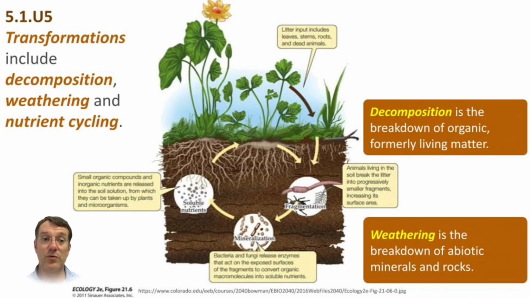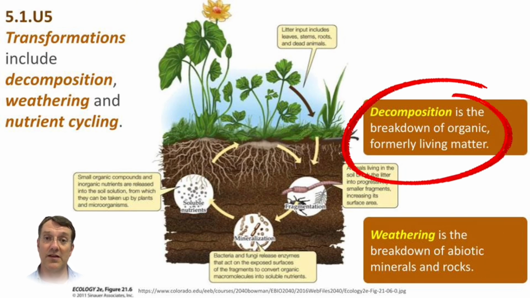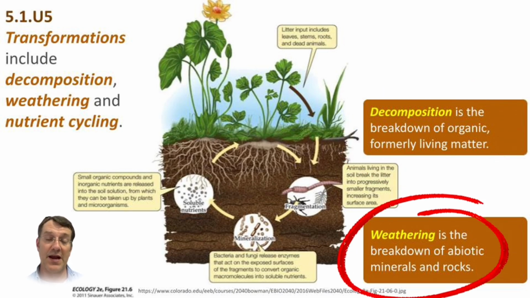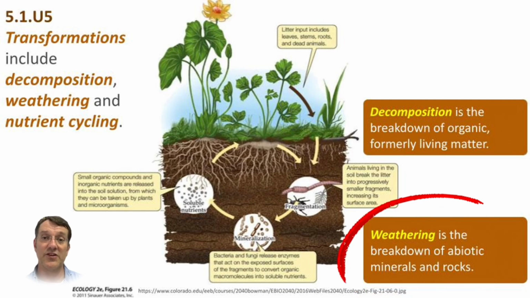Transformations in soil. The big ones here are decomposition, weathering, and nutrient cycling. Decomposition is simply the breaking down of organic matter from living organisms into smaller and simpler chemical compounds. Weathering is the very slow breakdown of, in particular, the parent rock, which are large pieces of rock, into much smaller pieces of rock, eventually getting as small as sand, silt, and clay.